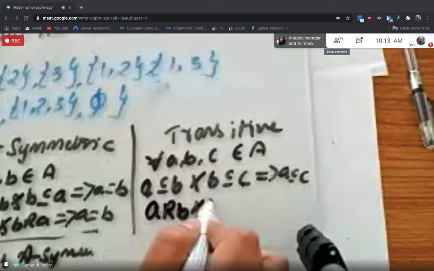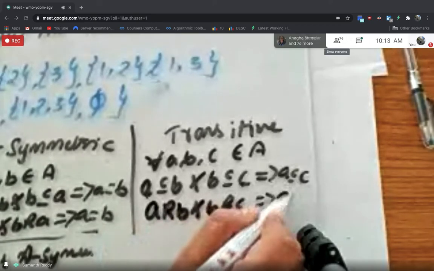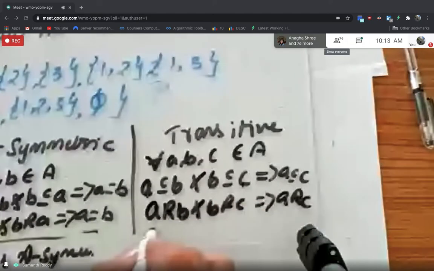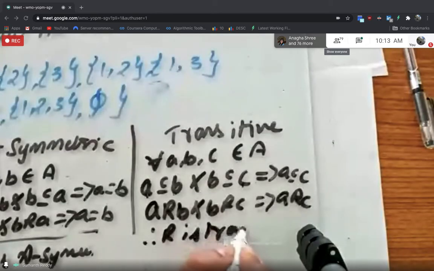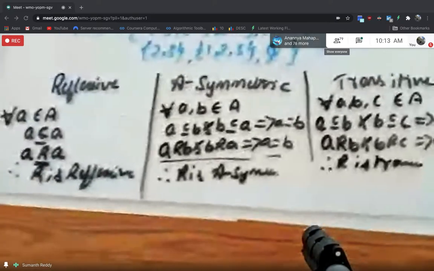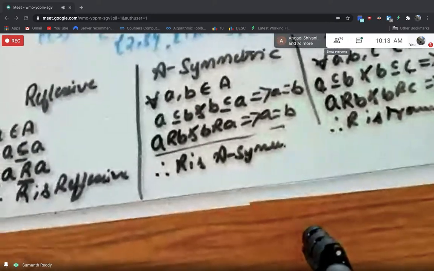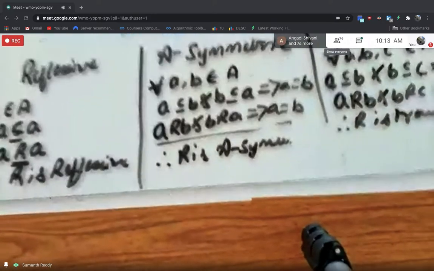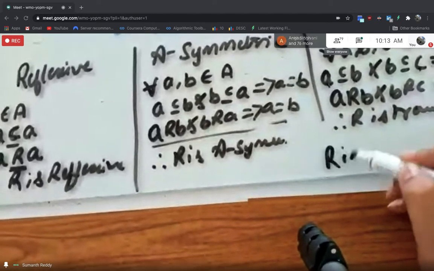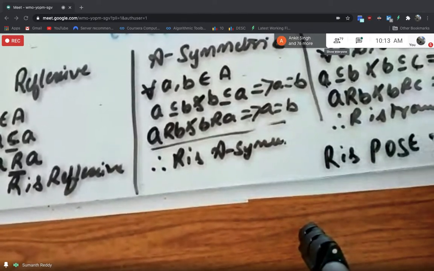A is related to B and B is related to C. I can conclude that A is related to C, and therefore I can conclude that R is transitive. So finally, since the relation is reflexive, antisymmetric, and transitive, I can conclude that R is a partial ordered set, that is, a poset.